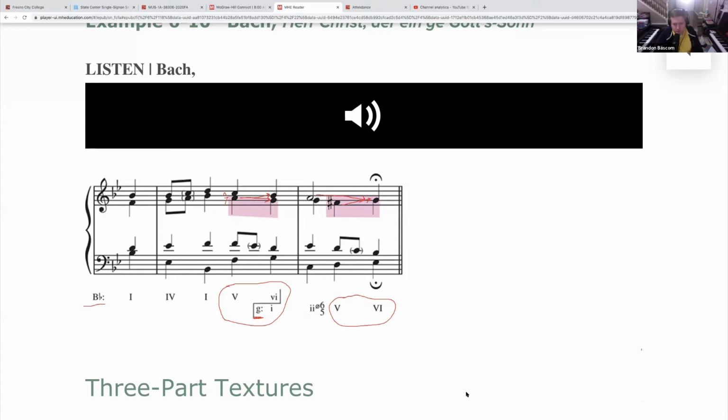And then, so we have a doubled third. Does everybody see it? The whole point of this is to show you that soprano and alto doubled our third in our 6th chord, which is usually frowned upon. We got root, third, and fifth.